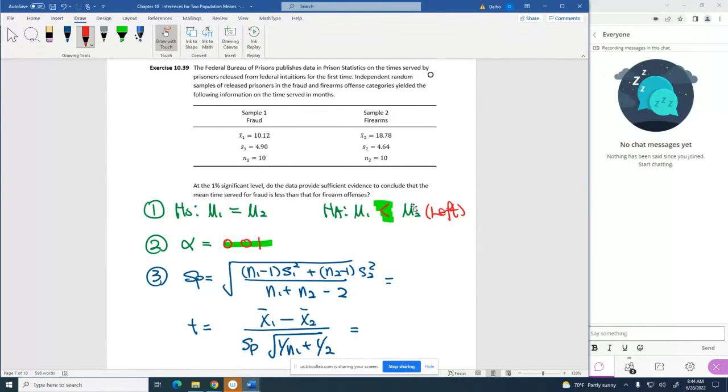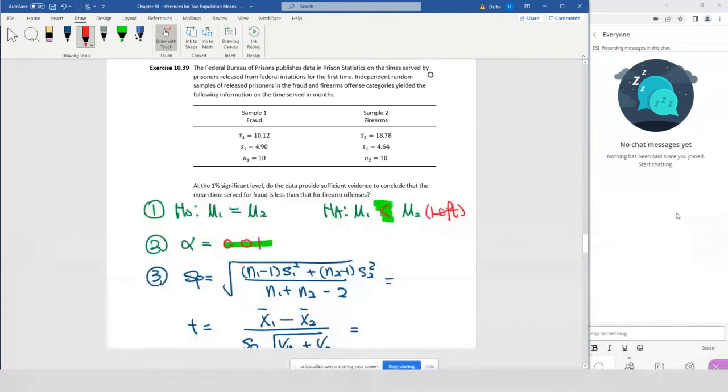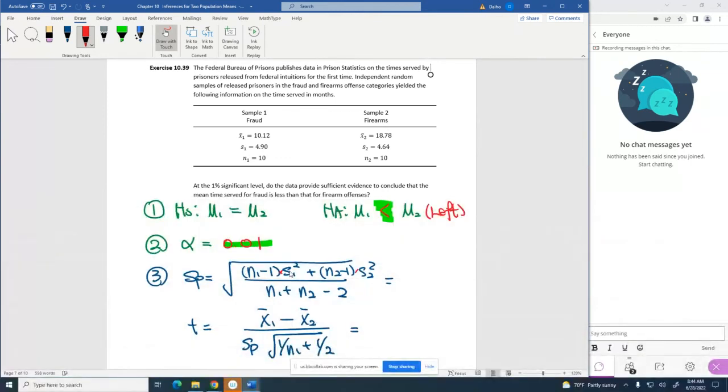Let me try to get the SP. Between n minus one, n1 minus one, and then the s-squared, is that a time between those two? Yes. And 10 minus 1, 9 times 4.90 squared. Yes, that is a multiplication. Here's a multiplication, and here's the multiplication also.